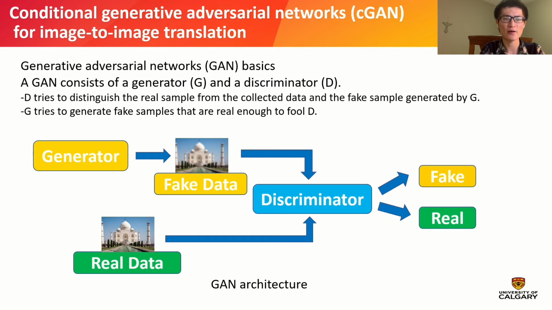In this slide, I will introduce GAN first. GAN consists of a generator and a discriminator. Discriminator tries to distinguish the real samples from the collected data and the fake samples generated by the generator. Generator tries to generate fake samples that are real enough to fool discriminator. By training them together, they can reach an equilibrium so that we can make use of the generator to generate data.